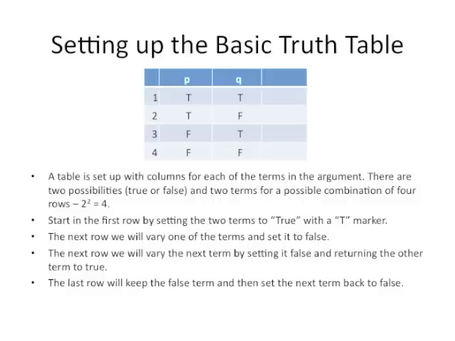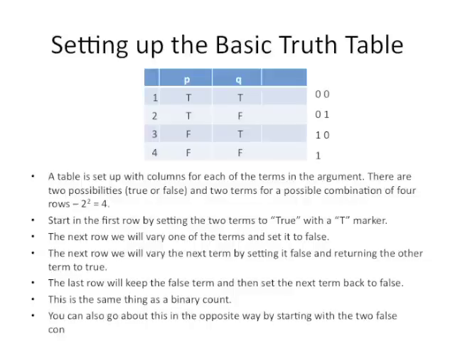This is really the same thing as a binary count. So any of you that are familiar with mathematics, for instance, or computer science, all you're doing is counting in binary. So 0, 0, 0, 1, 1, 0, 1, 1. You can always go about this in the opposite way also by starting off with two false conditions, working your way to the true conditions as well. It doesn't really matter how you want to do it. But again, it's about making sure that you cover every possible case.